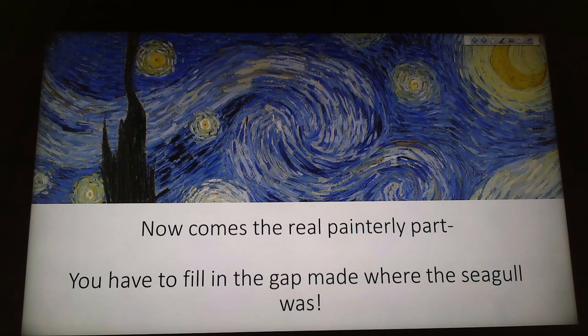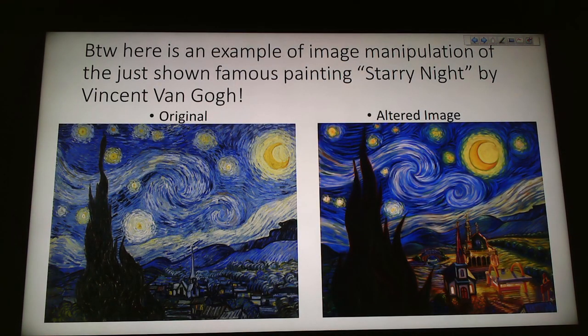Once you remove the object, now you've got to fill in the gap, in this case where the seagull was. I want to show you how somebody manipulated a very famous painting called The Starry Night by Vincent van Gogh. They made it look almost the same, but they put in a McDonald's. That's pretty funny, but this is how they do stuff like that with the tools that we're looking at.